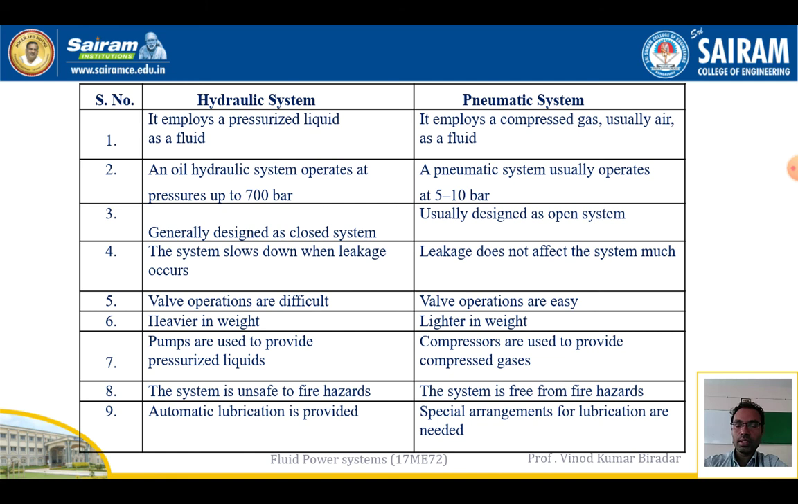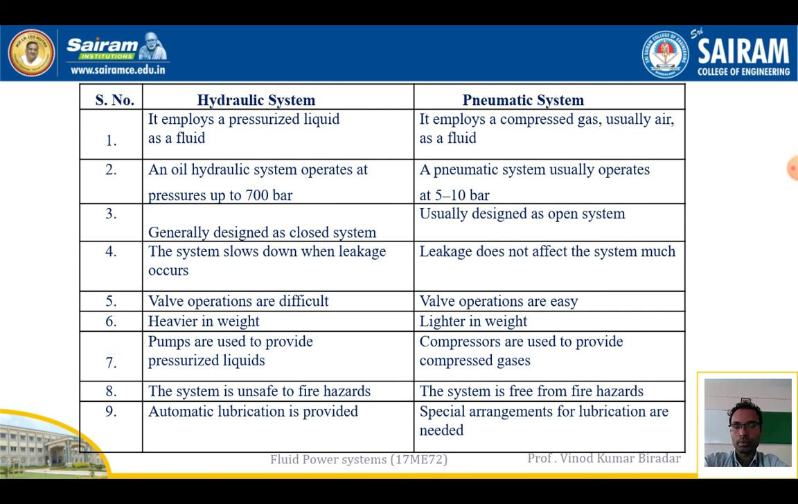Next one is, what is the main difference between hydraulic power system and pneumatic power system? The first difference is that a hydraulic system uses a liquid as a fluid, but the pneumatic system employs compressed gases, usually air, as a fluid to transmit the power from one component to another component. Here we are going to use liquid, that is maybe water, and in the pneumatic system we are going to use air. Second one is, an oil hydraulic system operates at a pressure up to 700 bar, but a pneumatic system works in between 5 to 10 bar.